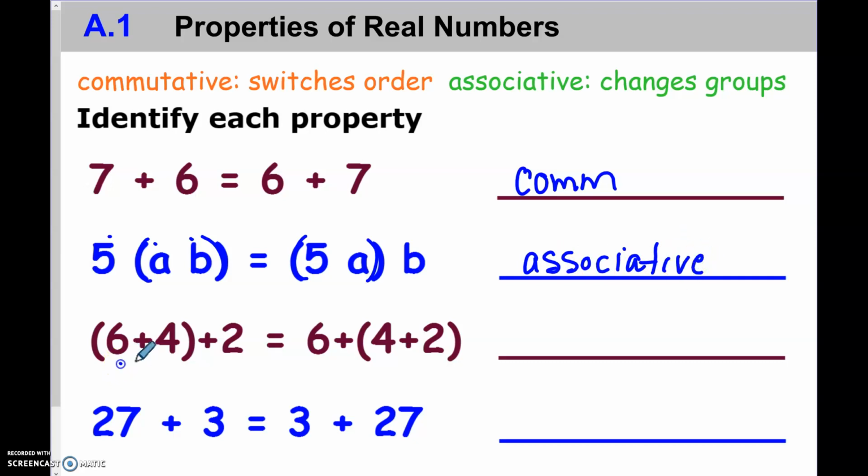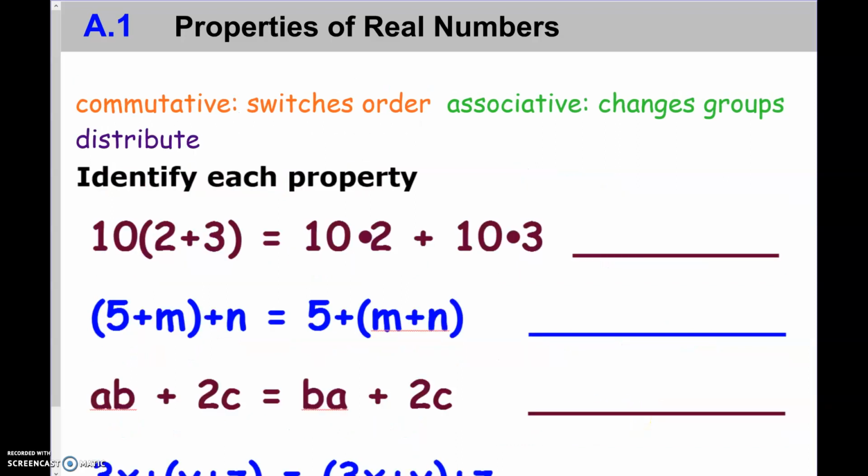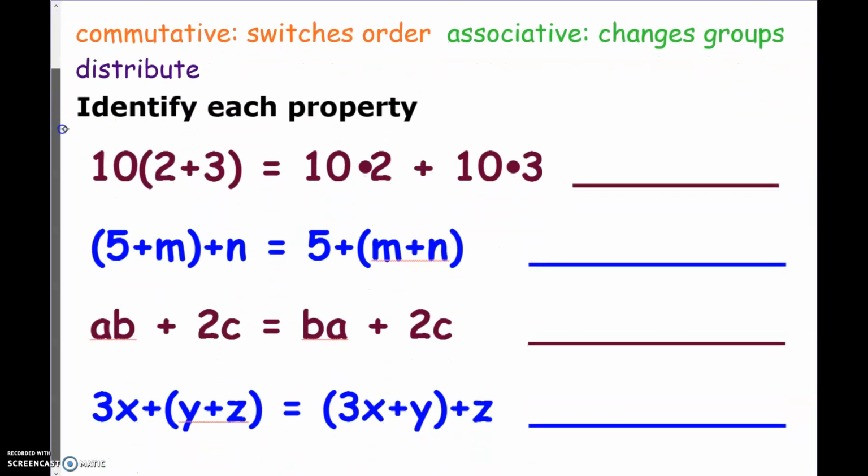All right, what do we have here? 6, 4, 2, 6, 4, 2. The order stayed the same, but in one we have 6 and 4 grouped, and in this one we have 4 and 2. So this one is also the associative property. All right, 27 plus 3, and this one goes 3 plus 27. They switched the order, so this one is commutative. All right, stop the video and give these a try, and then replay the video.